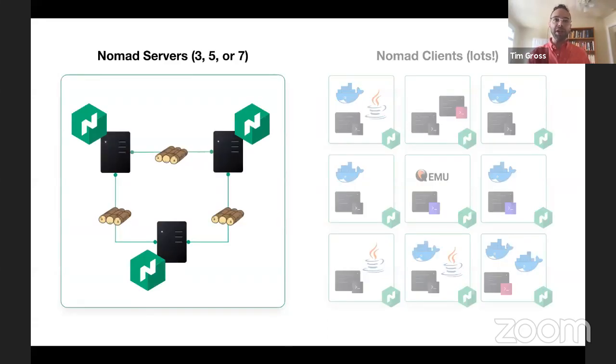The servers are the brains of the cluster. No matter how big, each cluster has between 3 and 7 servers. And these servers have to agree on what job to run on the clients. And they come to an agreement on those scheduling decisions with an algorithm called Raft. You might've heard of that, and that's the same algorithm that Consul and Vault use in their servers to agree on decisions.